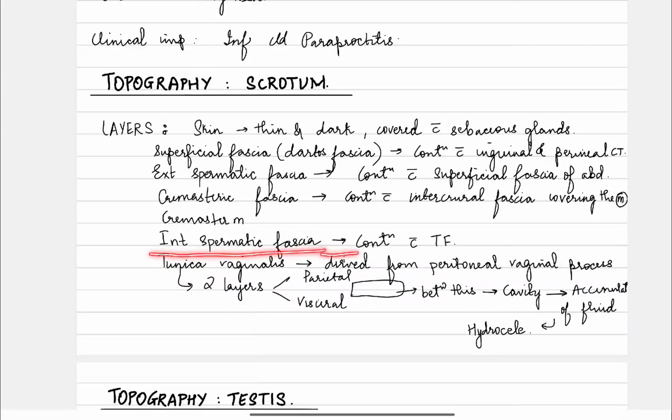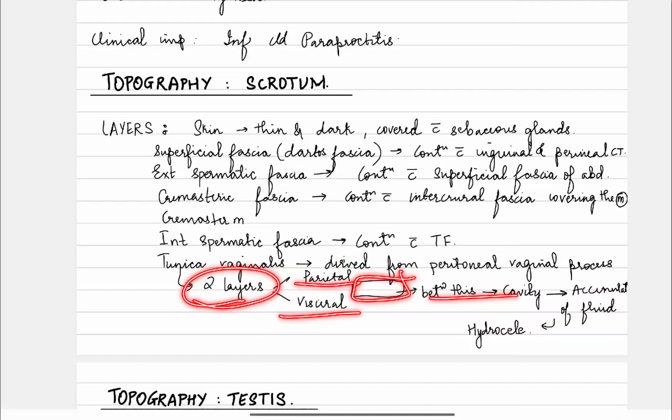Internal spermatic fascia, continuation with transverse fascia. Tunica vaginalis, which is derived from peritoneal vaginal process. There are two layers, parietal and visceral, and between them is a cavity, accumulation of fluid is there, and it is called as hydrocele. Now we need to remember one thing, layers of scrotum, it is very important and its origin.